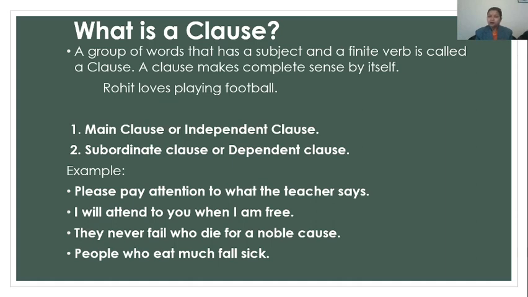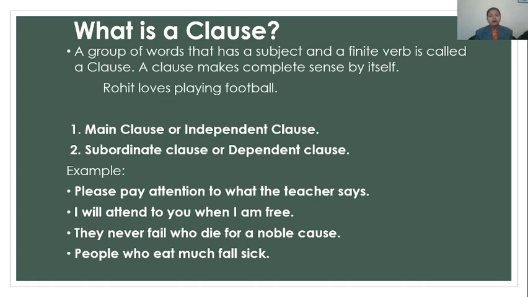A sentence also has a subject and a verb. A clause also has a subject and a verb. A sentence also makes complete sense. A clause also makes complete sense. Then what is the difference between them? Children, a clause can be called a sentence, but all sentences cannot be called clauses.